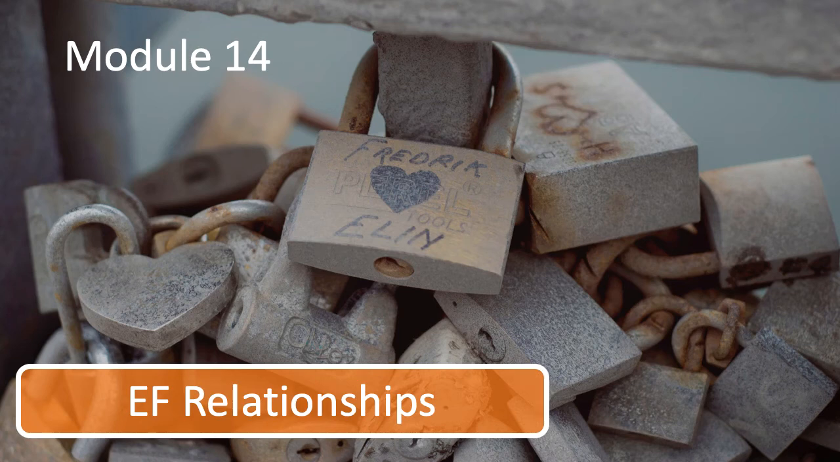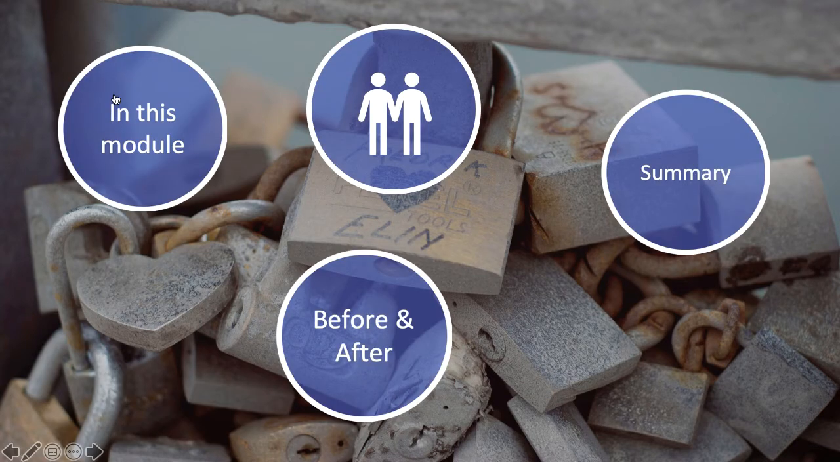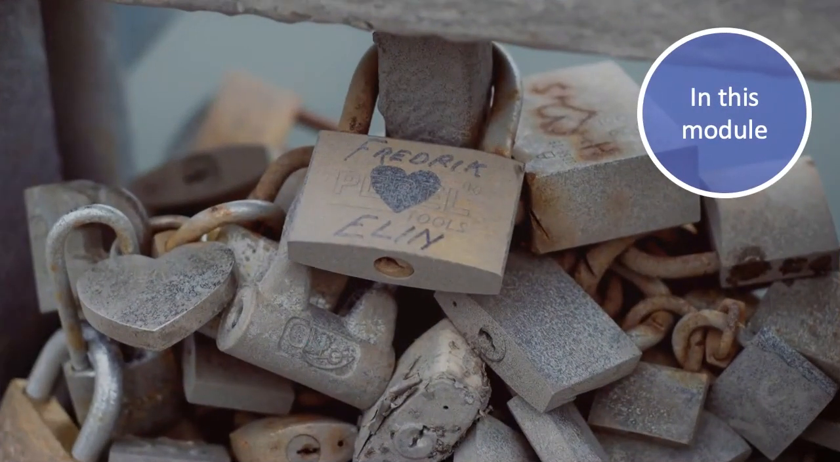Welcome to Module 14, and in this particular module we're going to take a look at Entity Framework relationships. Now that we have some data that is related, we've got users that want to attend activities, and our activities can have users as attendees, we need to take a look at these relationships inside our application. So let's take a look at what's coming up in this particular module.